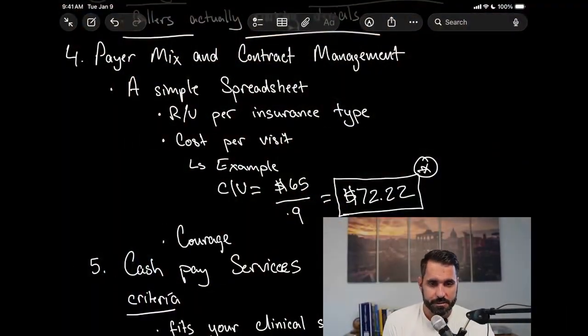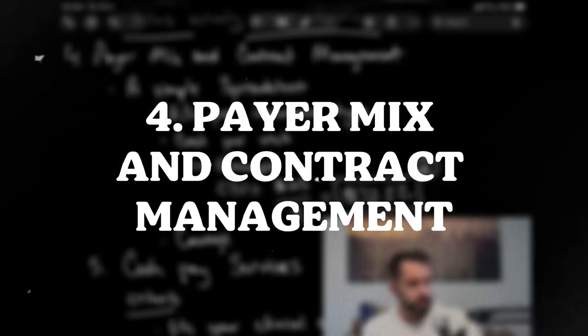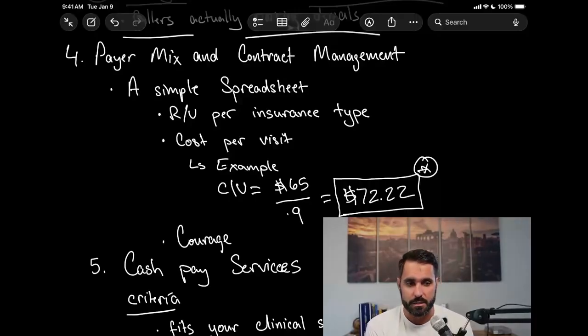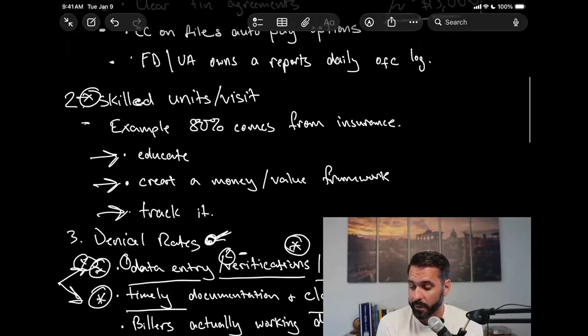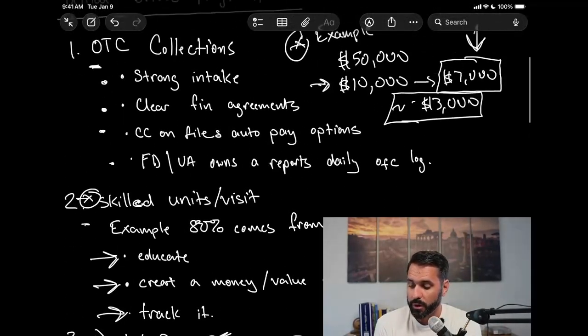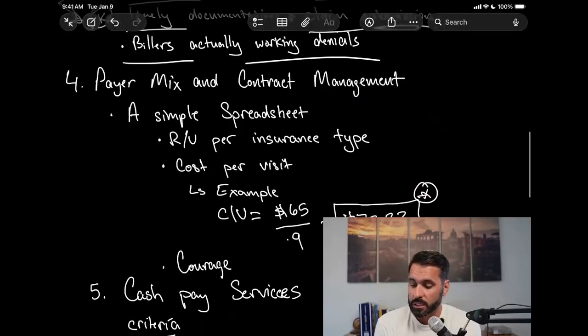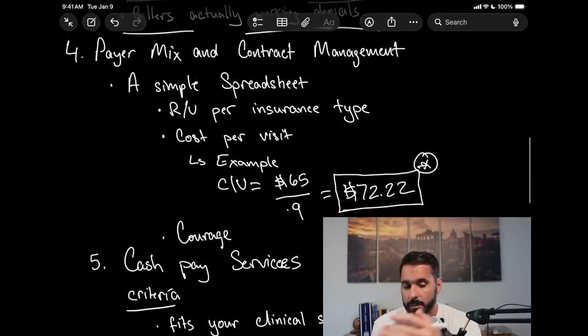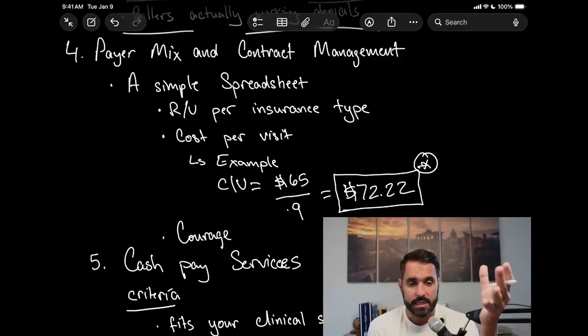Okay. All right. Moving on to the next thing. Sorry, I'm going kind of fast. Number 4. This is one that a lot of people like to jump to, but you could see these first 3 are very boring. They're very boring. Number 4 gets a little bit more exciting, right? Payer mix and contract management. All right.